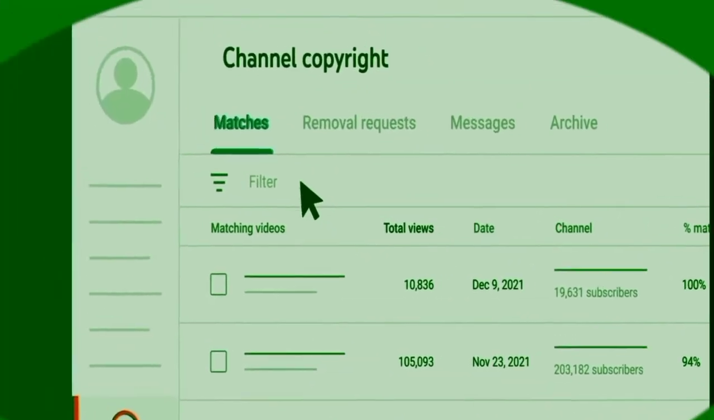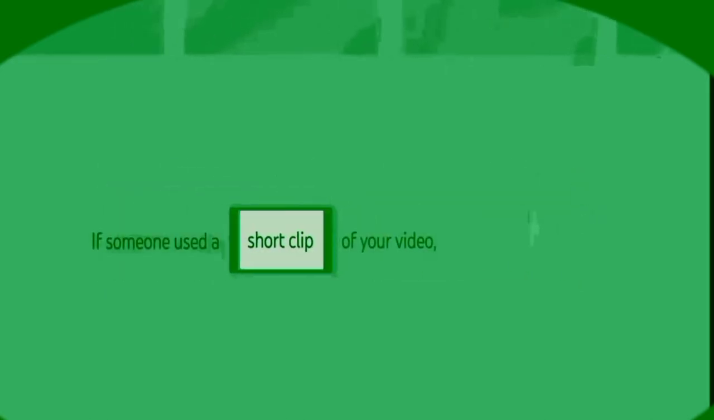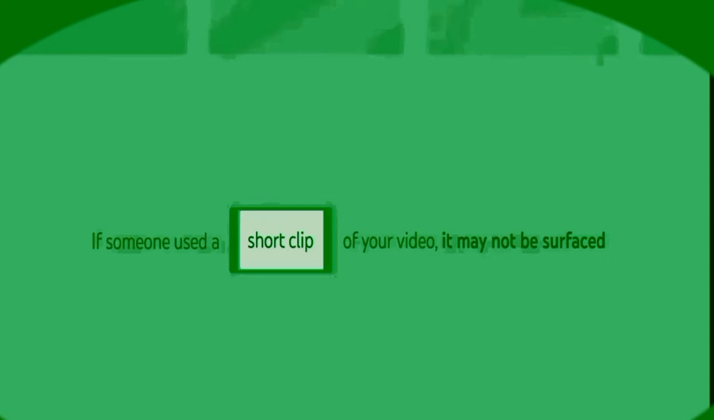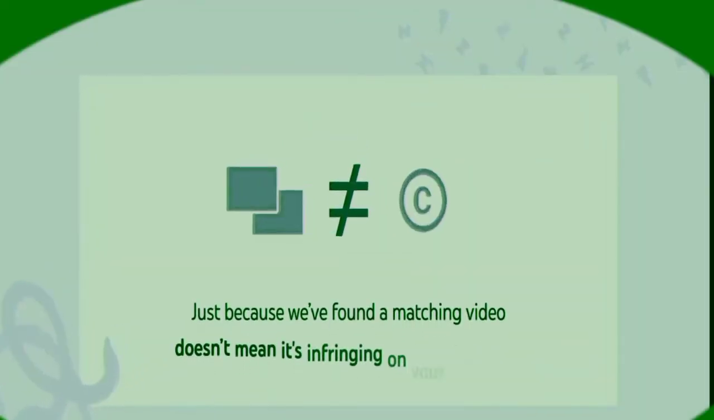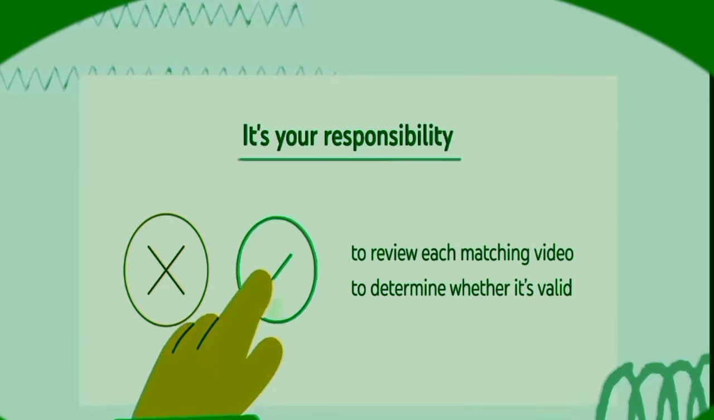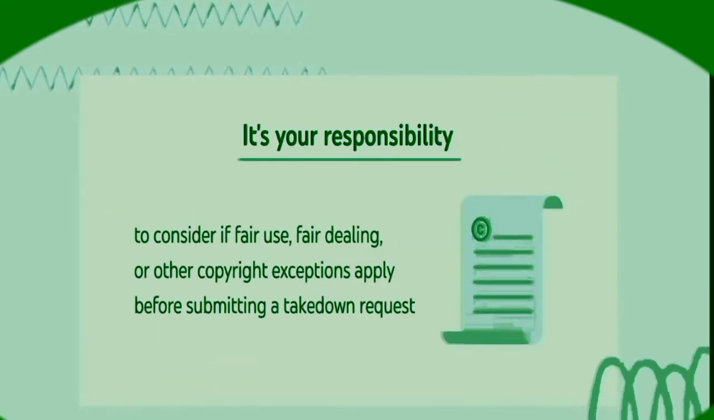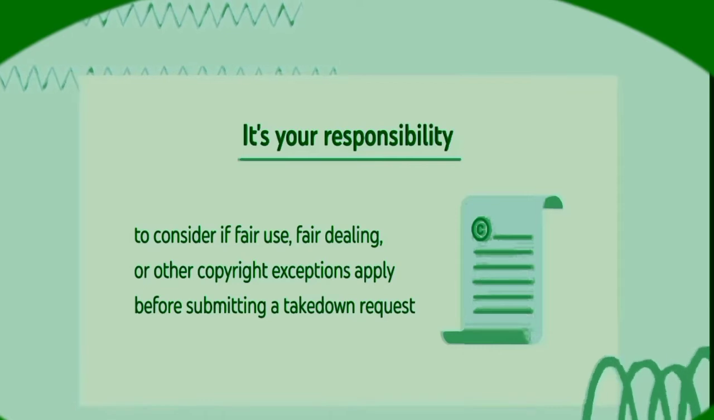You can filter matches by total views or by the number of subscribers the other uploader has. Note that the tool is meant to find full or nearly full matches to your videos. So if someone used a short clip of your video, it may not be surfaced. Also keep in mind that just because we found a matching video doesn't mean it's infringing on your copyright. It's your responsibility to review each matching video to determine whether it's valid, and to consider if fair use, fair dealing, or other copyright exceptions apply before submitting a takedown request.